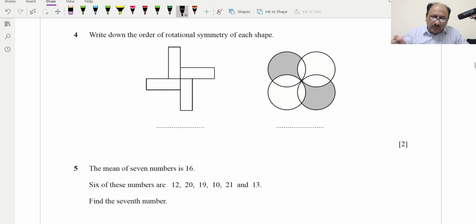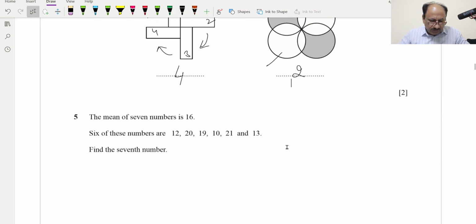Write down the order of rotational symmetry of each shape. So we can see 1, 2, 3, 4 are the positions. If we rotate clockwise or anti-clockwise, we will get 4 times the same shape. But this side and this side, if we rotate, we are having only 2 positions at which we will get the same shape. So this will be having rotational symmetry of order 2. Hopefully you understood this as well.